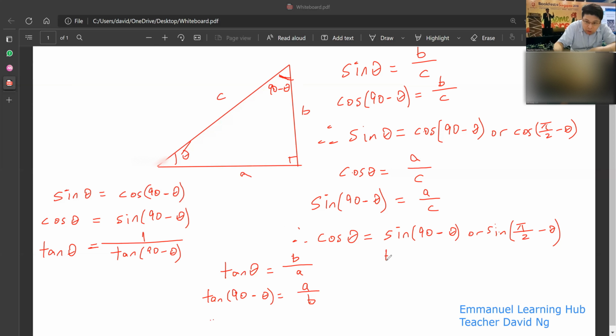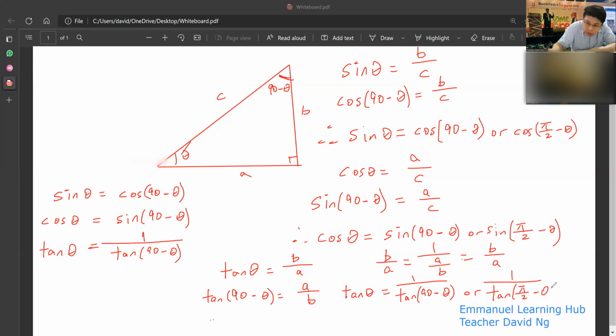Yeah. Basically, you are saying, agree, right? Okay, this is what you're showing. So your tangent theta is equal to the reciprocal of tangent 90 minus theta, or 1 over tangent pi over 2 minus theta. Clear? This one. Can understand? Yeah. Complementary angle.